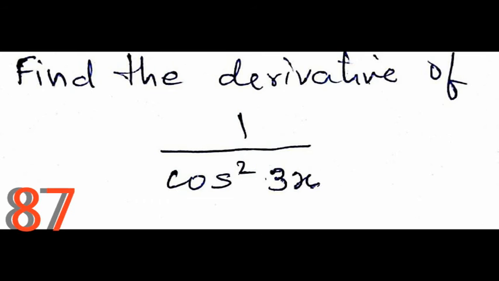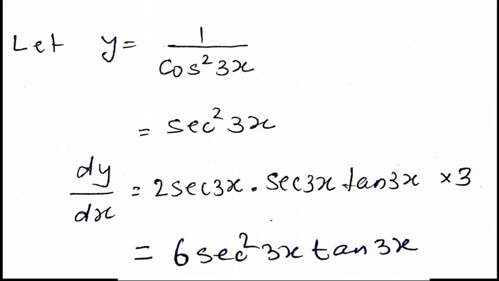Find the derivative of 1 upon cos square 3x. 1 upon cos square 3x is equal to sec square 3x, and the derivative is 2 sec 3x into sec 3x tan 3x into 3, which is equal to 6 sec square 3x into tan 3x.